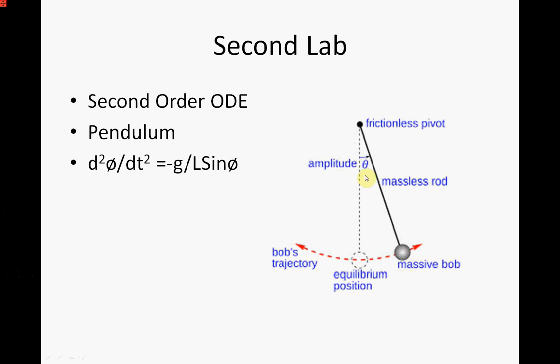So remember, d phi dt, the rate of change of the angle with respect to time, gives the angular velocity, and the second derivative gives the acceleration or deceleration, whichever way you want to look at it. So this is second order because we're getting the second rate of change. The first rate of change, d phi dt, is the angular velocity, and the derivative of the angular velocity gives me the acceleration or deceleration over time.